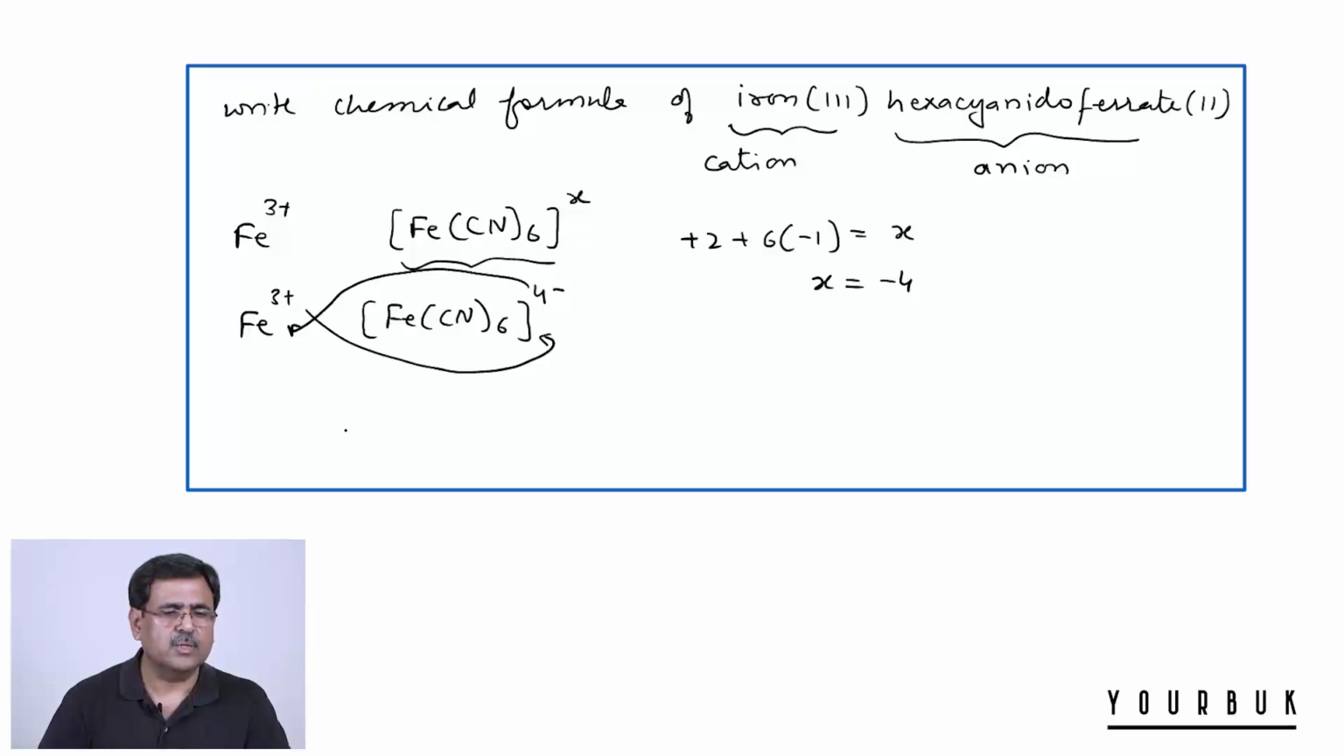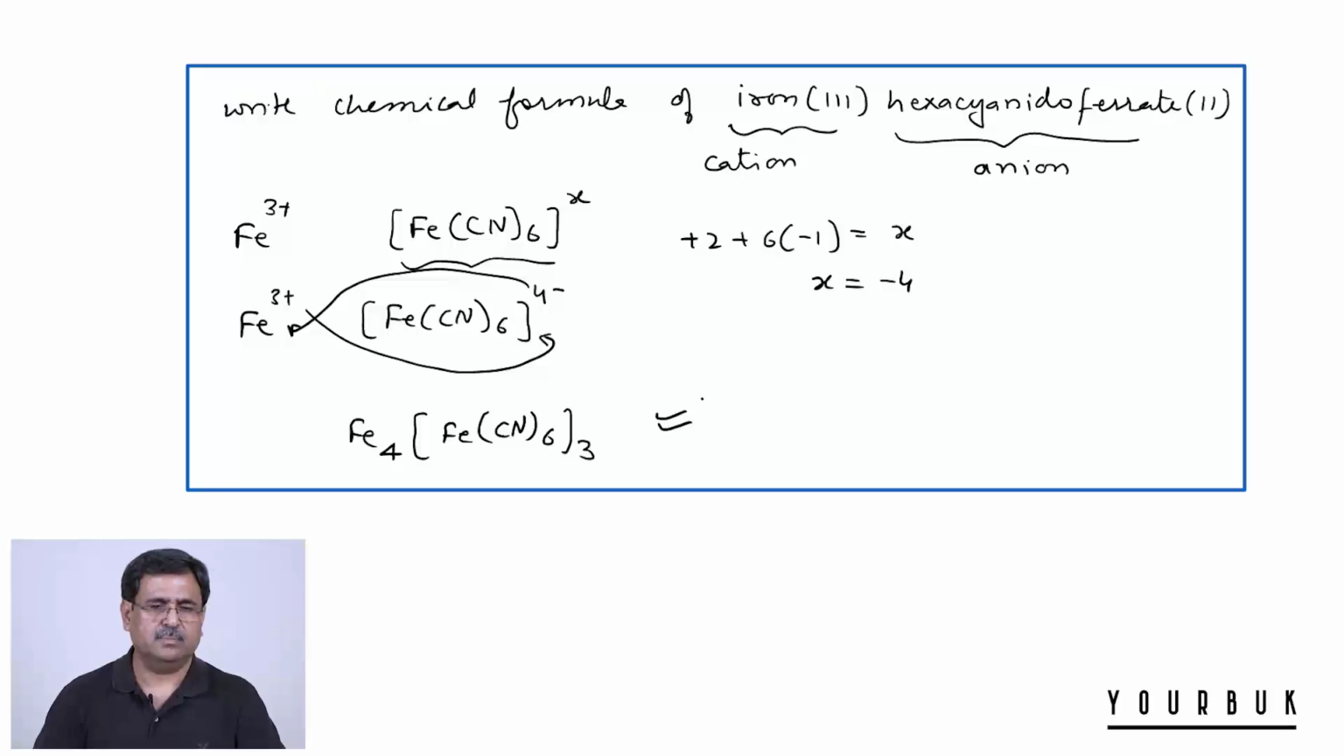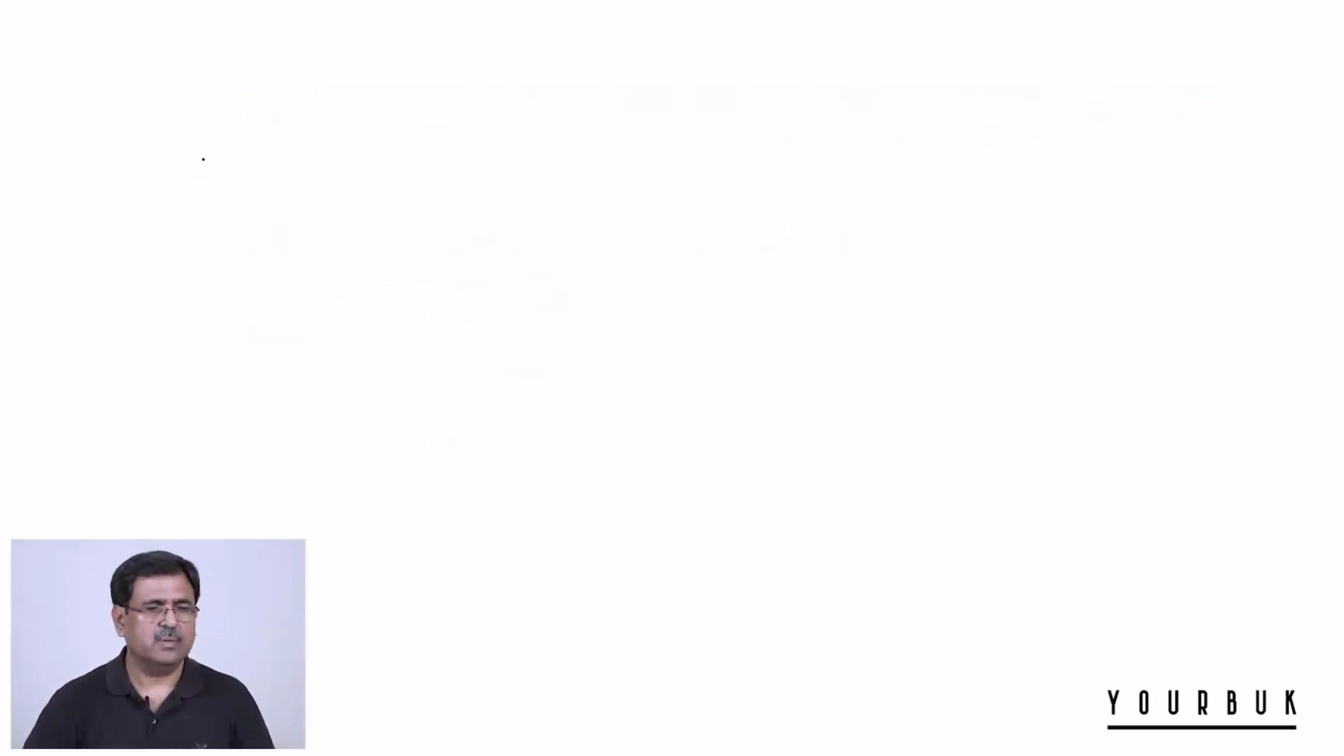So the formula of the coordination compound is this: Fe4, Fe CN whole 6 with a subscript 3. So this is our coordination compound. We take one more example.